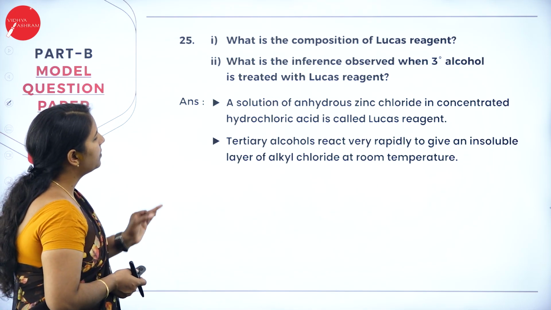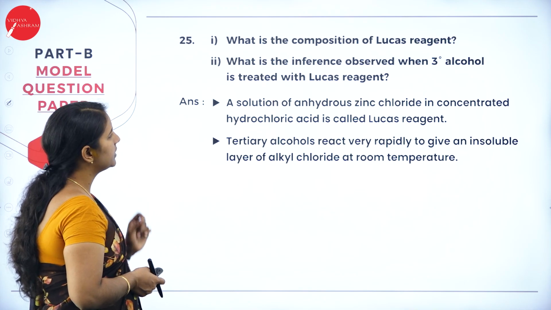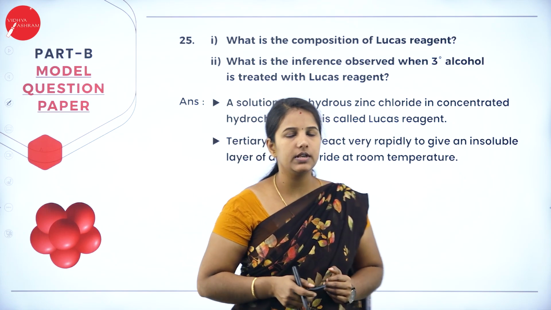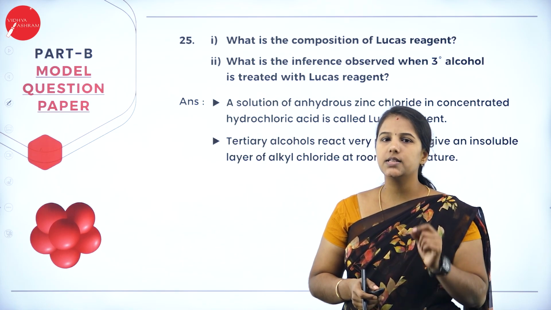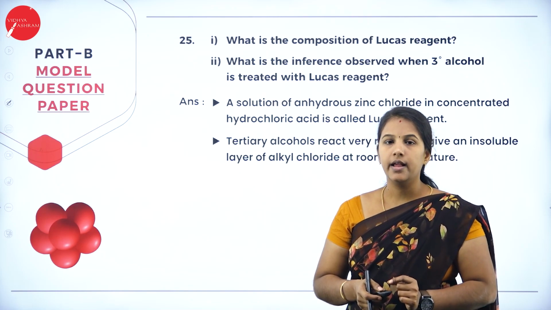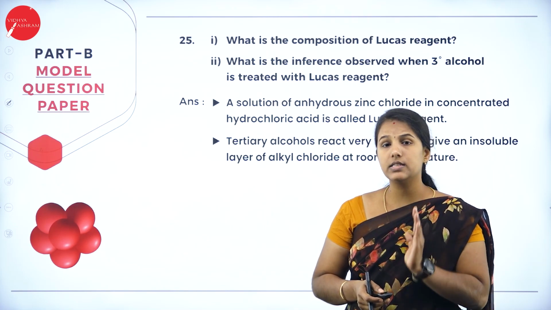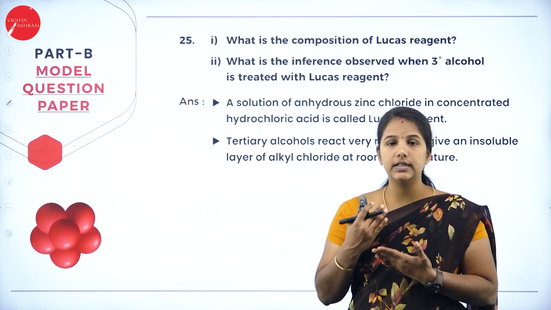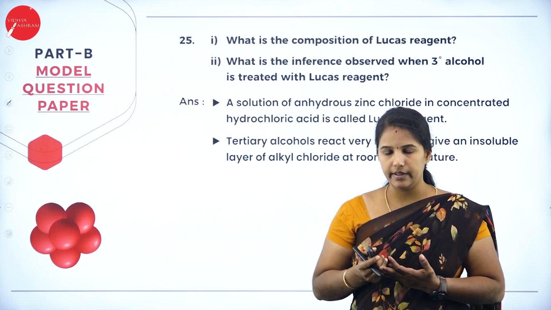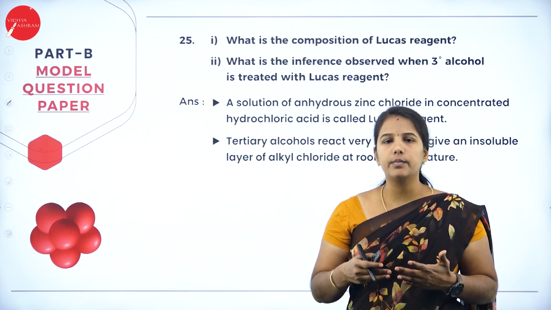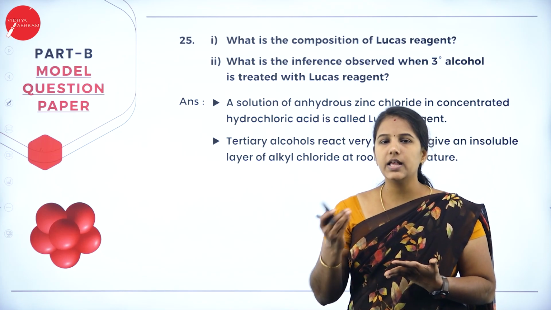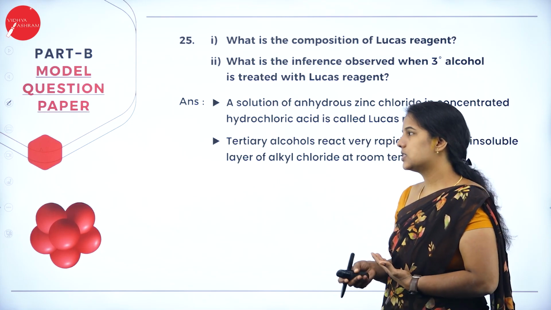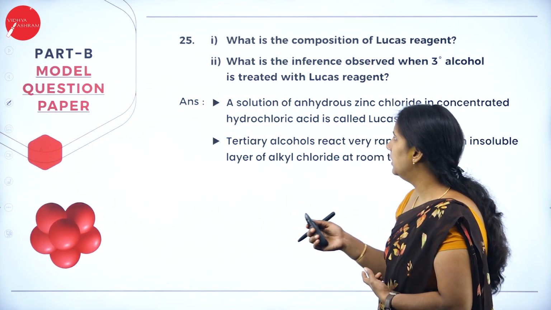Next, what is the composition of Lucas reagent? What inference will be observed when a tertiary alcohol is treated with Lucas reagent? We know that Lucas reagent is nothing but a mixture of anhydrous zinc chloride with concentrated HCl, and this reagent is used to distinguish between the primary, secondary and tertiary alcohols. So, when we treat the tertiary alcohol with the Lucas reagent, you will get immediate turbidity, whereas with the secondary alcohol, you will get turbidity after 5 minutes, whereas for the primary alcohol, you will get turbidity after heating. Okay. So, this is a question from alcohols.